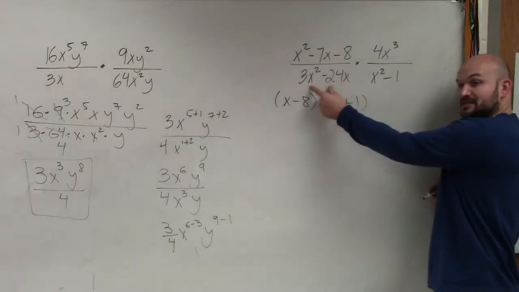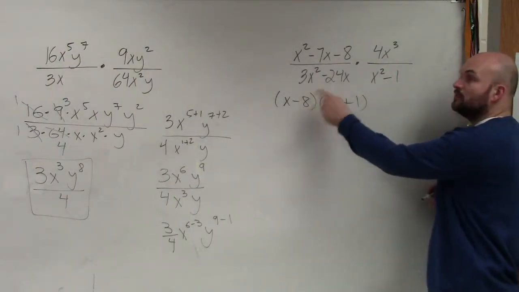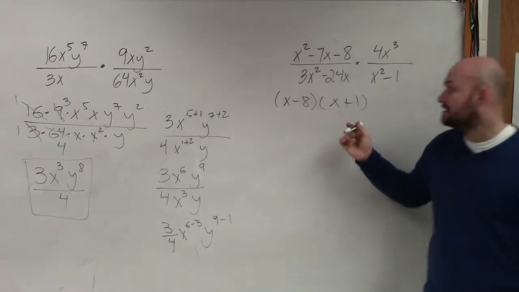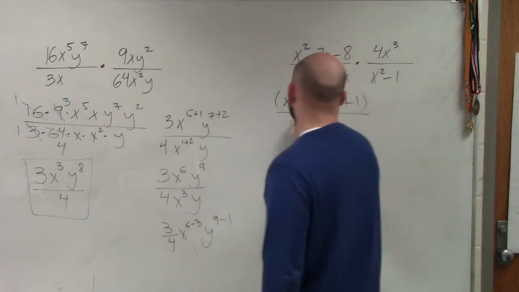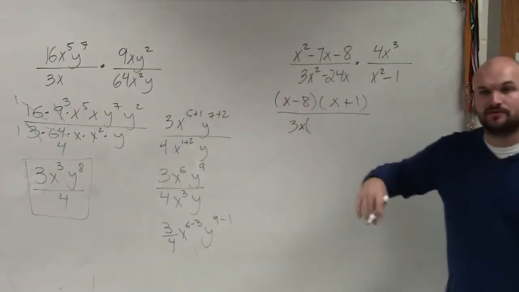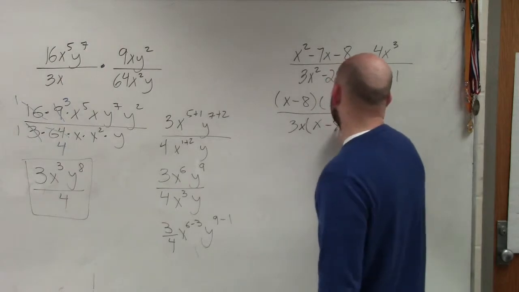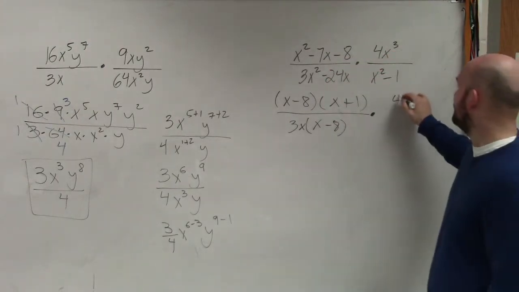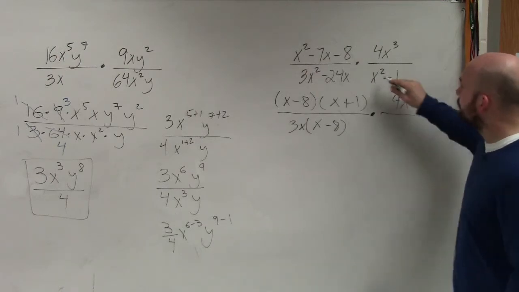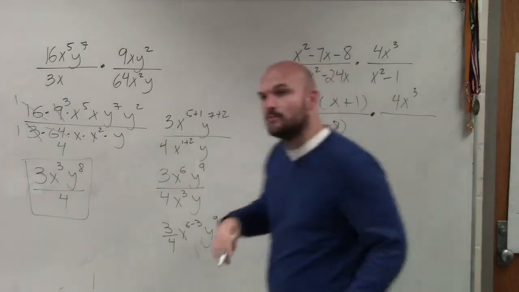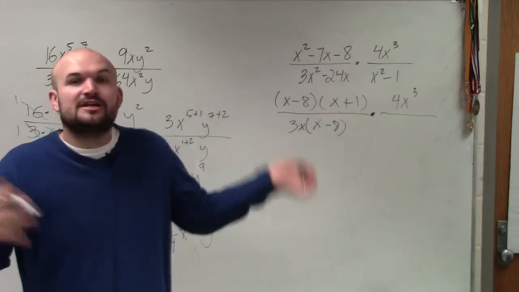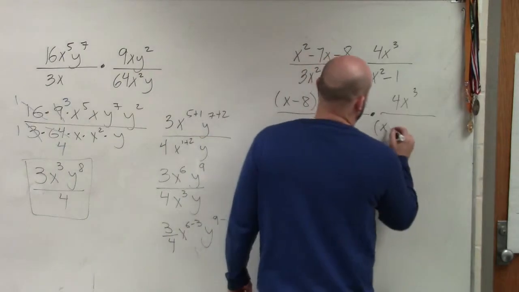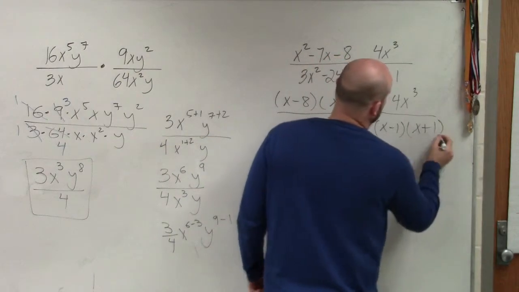We look over here. Well, this isn't a trinomial, so how can we factor this? Well, we can look at common terms, and we see that these have a common term of 3x. If I divide out 3x, I'm just left with x minus 8 times, here I can't factor anything out, so that remains 4x cubed. And over here, this is x squared minus 1. That's a difference of two squares. I can't factor out a GCF, but it factors to x minus 1 times x plus 1.